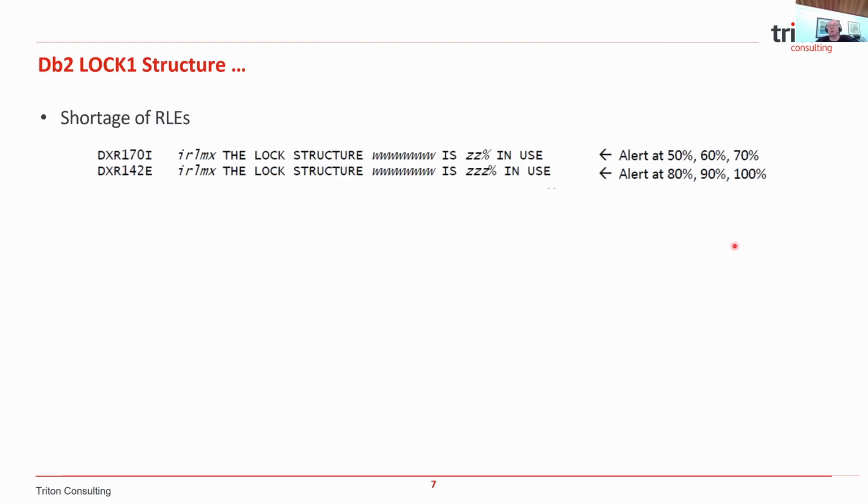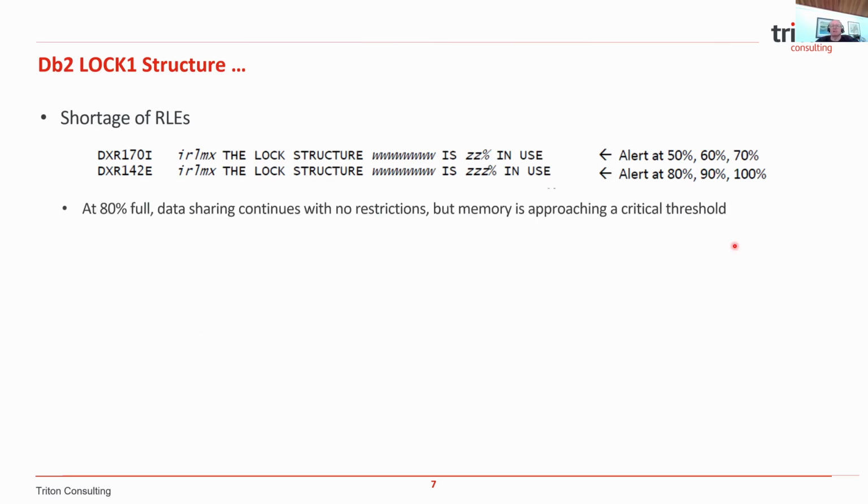So let's first of all talk about a problem if you're short of these record list entries, because you have long-running URs that don't commit very often. So Db2, or should I say IRLM, pops out various messages depending on the space usage in terms of record list entries. The first one is just an information message, the DXR170I, and you get these alerts at 50, 60, 70% space used.